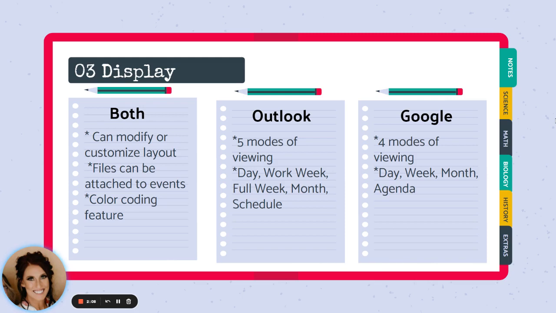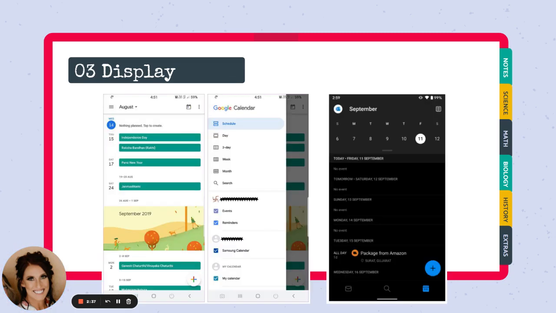And then for display, you can modify or customize both of the layouts. Files can be attached to any events that you're creating, and then there's also a color coding feature on both. Within Outlook, there are actually 5 modes of viewing, so there's one more than Google. You can look at a day, a work week, a full week, a month, and a schedule. And then with Google, there's only 4 modes, so you can have your layout display the day, the week, the month, or the agenda.